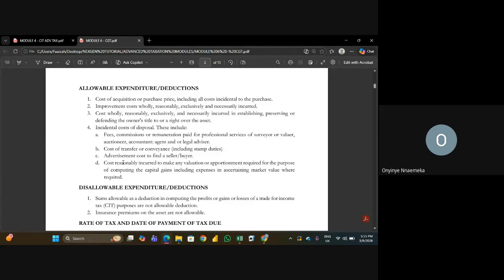So these are the list of allowable expenditure. Number one, cost of acquiring the assets. So now when they say purchase price or acquisition cost, it includes all costs incidental to purchase.